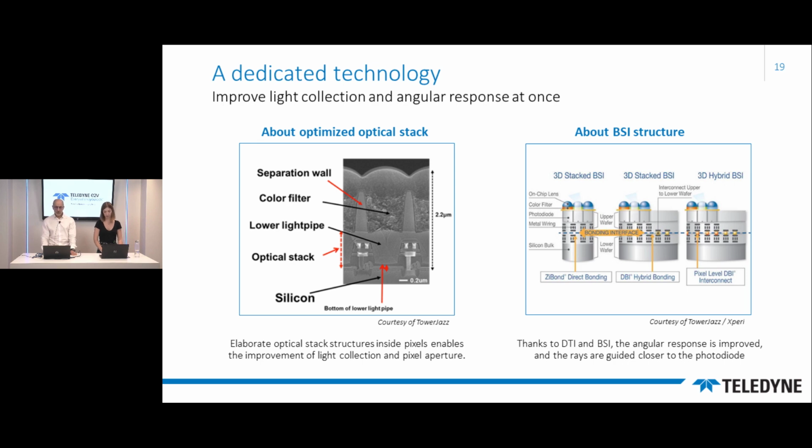In front illumination, or FSI, for example, the light pipes on separating walls play a role of light concentrator. This is the figure on the left. In backside illumination, or BSI, which is the figure on the right, metal routing is no longer a constraint because it is on the opposite side of the sensing. And pixel isolation is optimized with deep trench insulation, or DTI. And therefore, the angle of response is optimal with BSI.